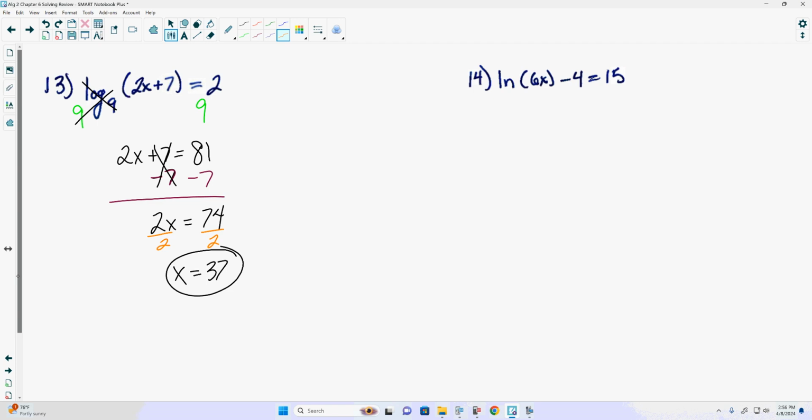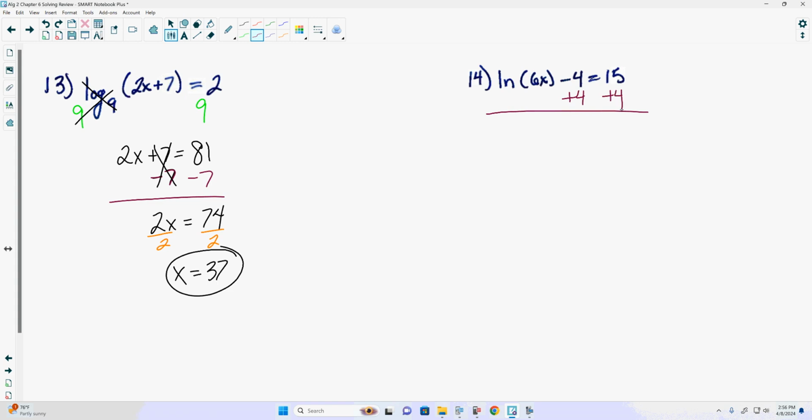Number 14, the natural log of 6x minus 4 is equal to 15. Is the natural log by itself? What is with it? Well, the 6x is inside the log, yes? What is with the log? What is attached to it? Minus 4. We need to get the log by itself. We have to add 4.